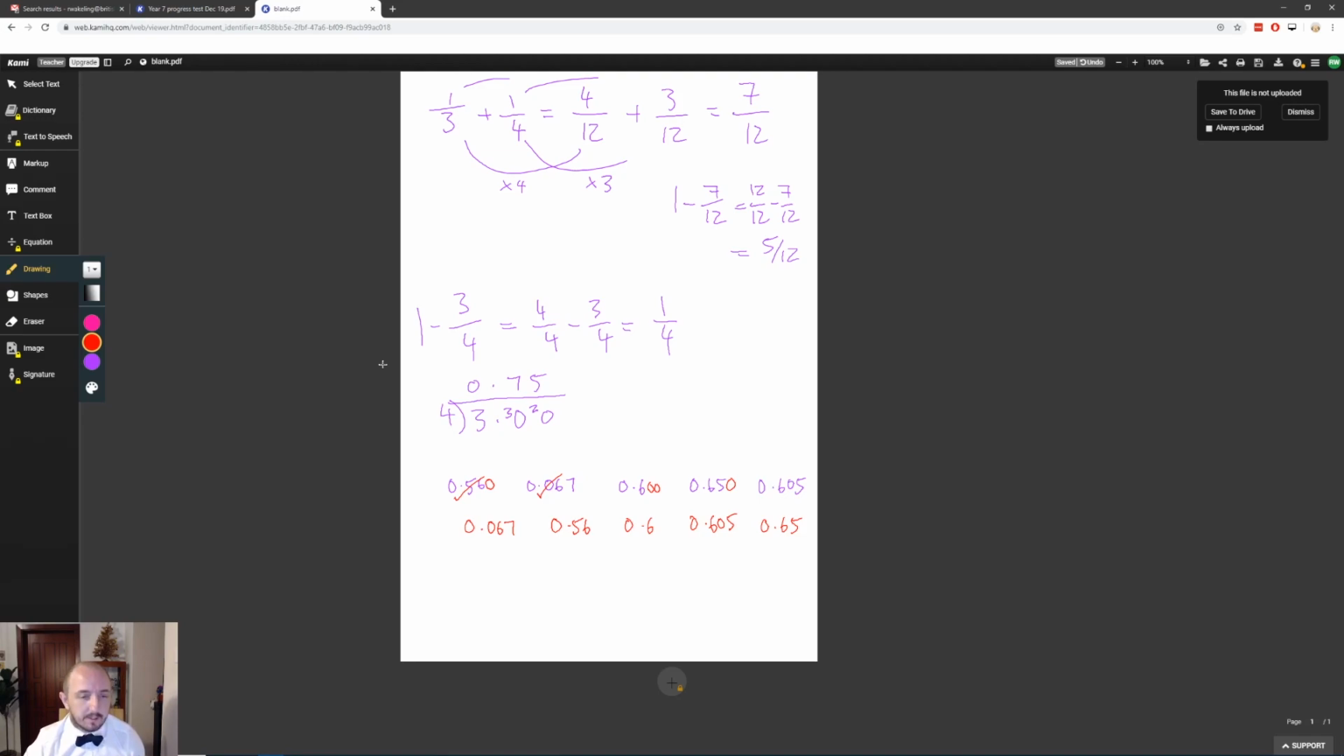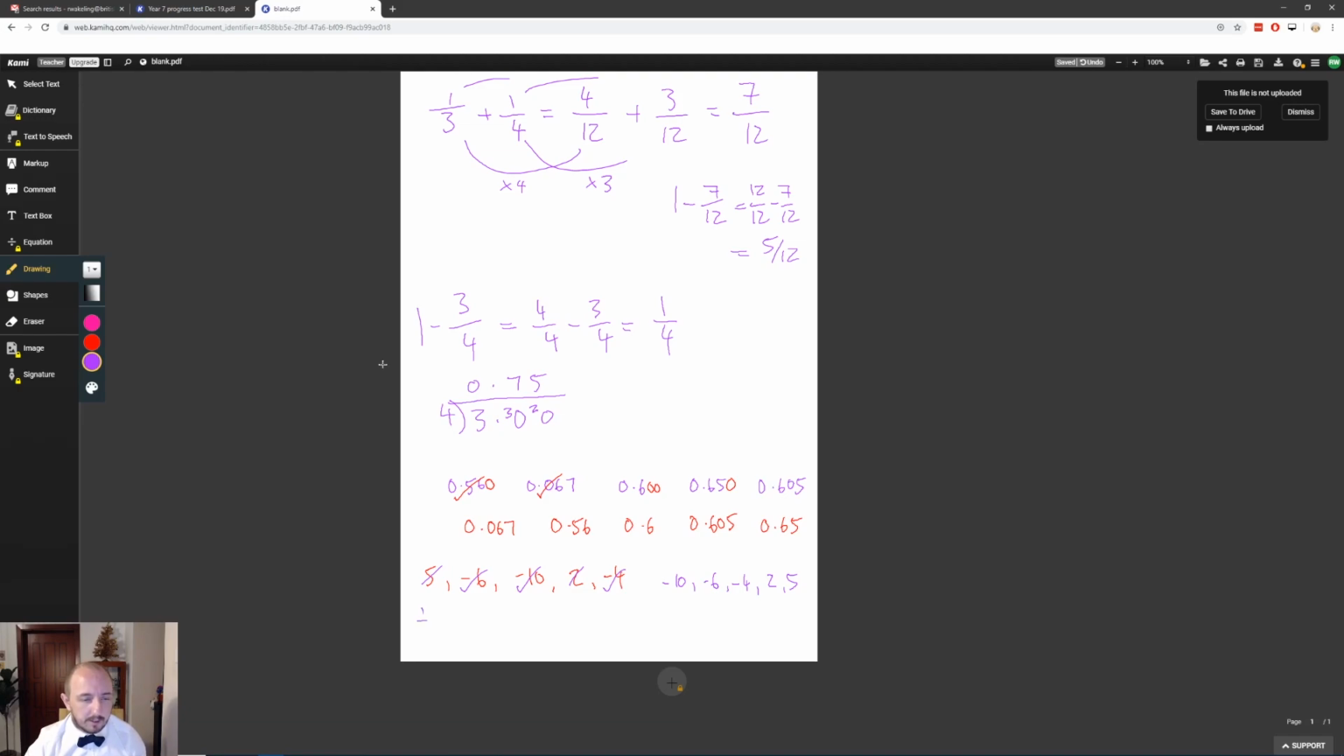The next one: 5, negative 6, negative 10, 2, and negative 4. We'll put those in order. So the smallest one is negative 10, then negative 6, negative 4, 2, and 5.